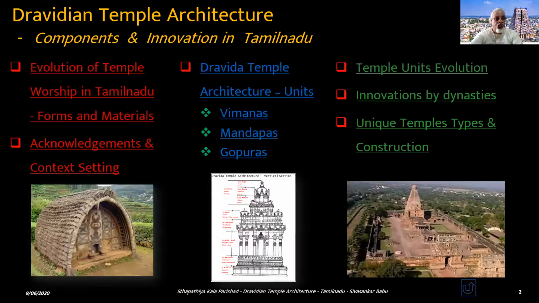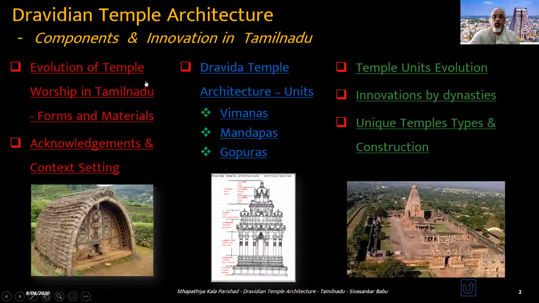So, if you see this, in part 1 we covered the evolution of temples, worship in Tamil Nadu, the forms and materials, and some context setting on the benefits you are going to get out of this, and the reference material. So you can see part 1 for acknowledgement and context setting and other details.